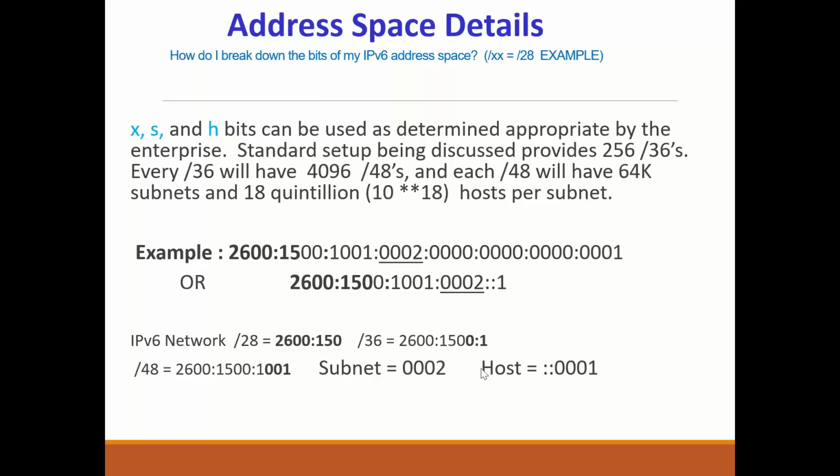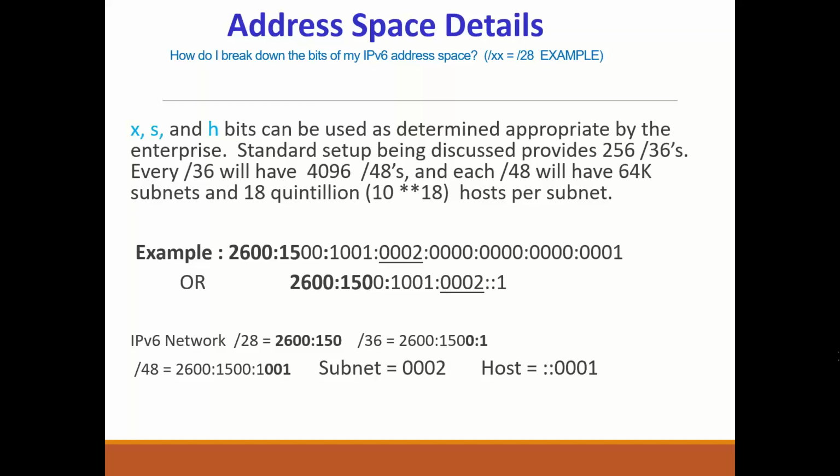We've talked about that we think we're going to get a /28. We're going to break that into /36s. Then each /36 will have 4K /48s. The rest of this we haven't really talked about, but each /48 will have 64,000 subnets, and each of those subnets will have 18 quintillion, and I didn't know what that was either, hosts in each subnet. That just seems like an insurmountable number of addresses. That's something we have to get used to.